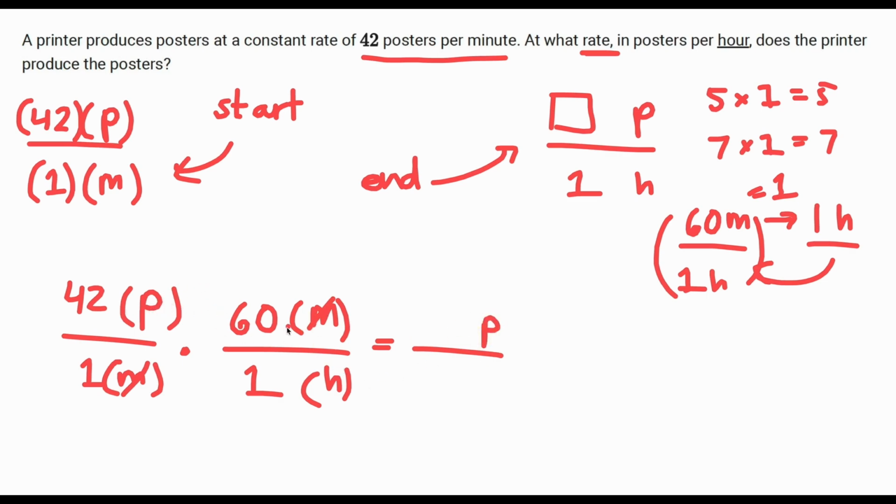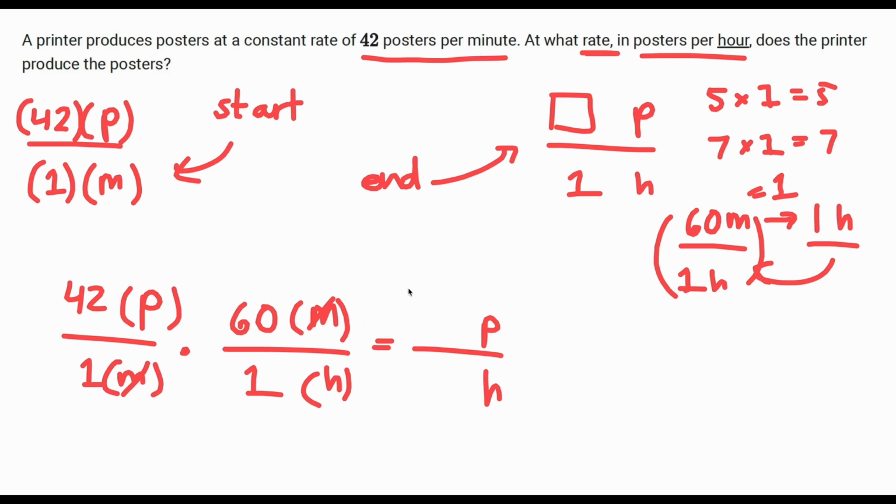on top, all that we have left in terms of units is p, and on the bottom, all that we have left in terms of units is h. So this will give us a rate that's in posters per hour, which is the unit that we want to have for our answer. So now we've made sure that the units cancel out. So the next step is just to multiply the numbers.